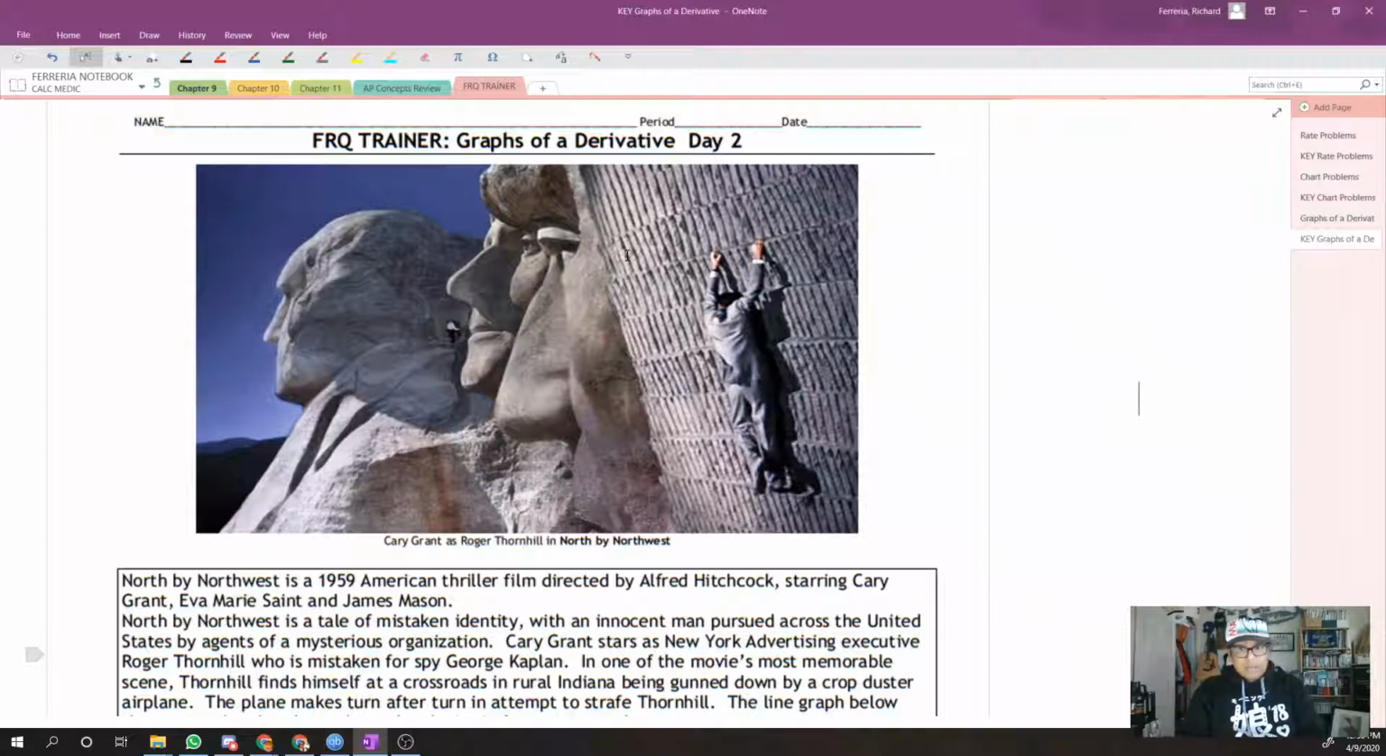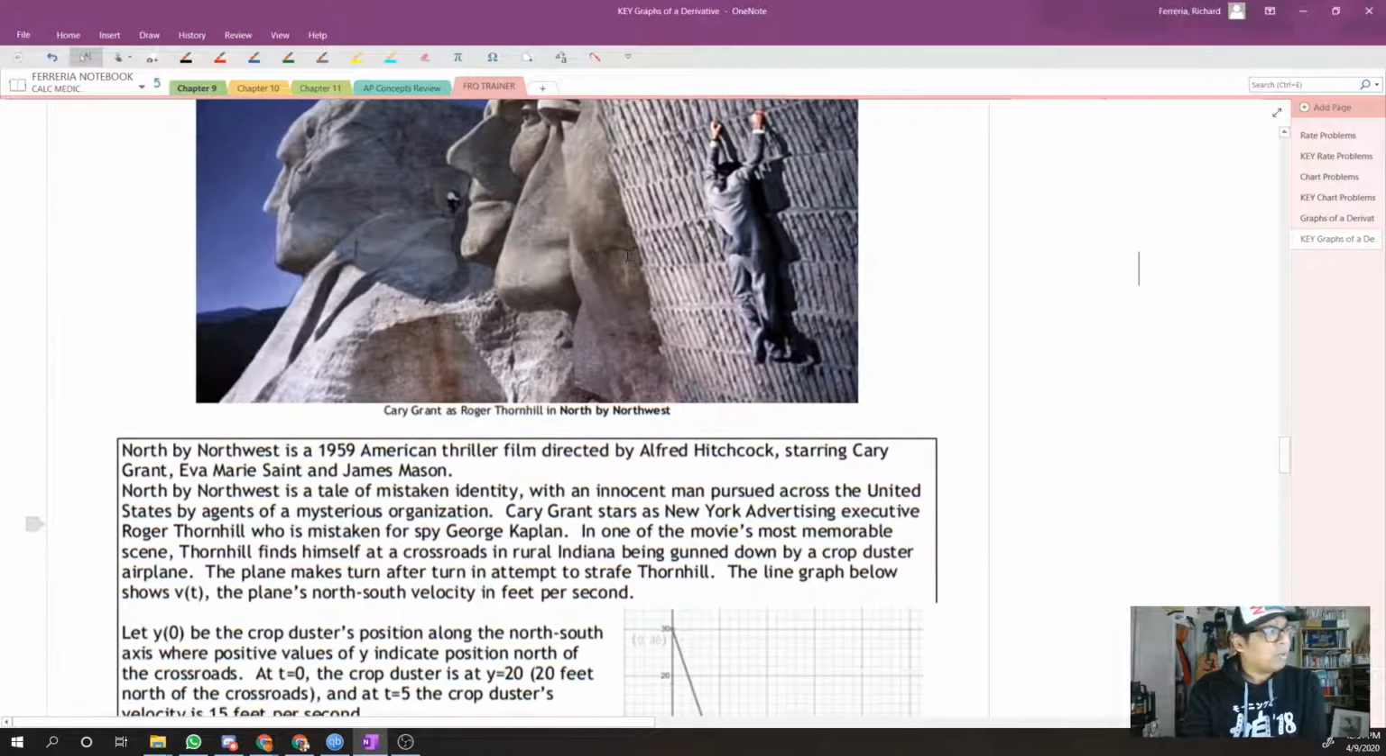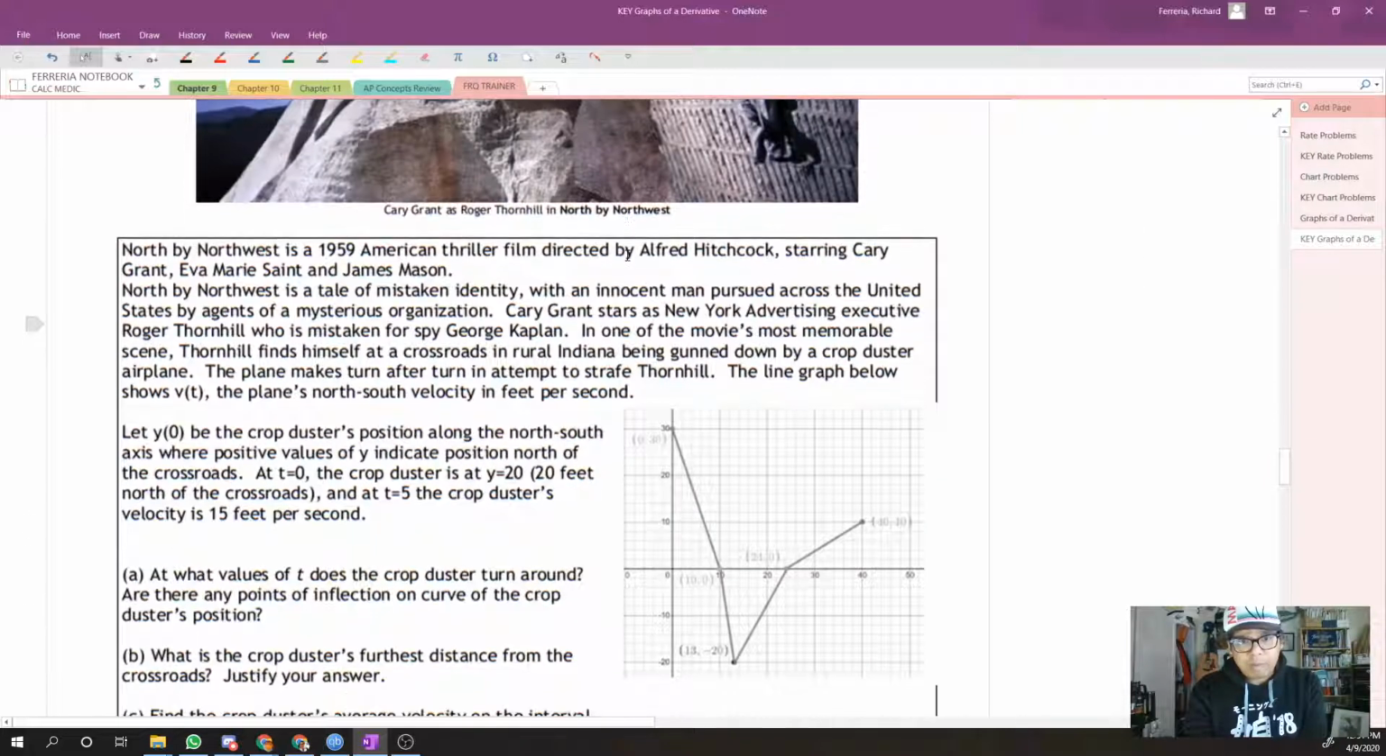So here we have another memorable scene in North by Northwest. Our Roger Thornhill is hanging off the side of the Mount Rushmore Memorial in South Dakota. Didn't write a whole lot about this here. We are still going to keep on going with the crop duster.